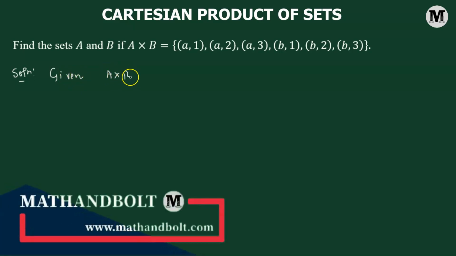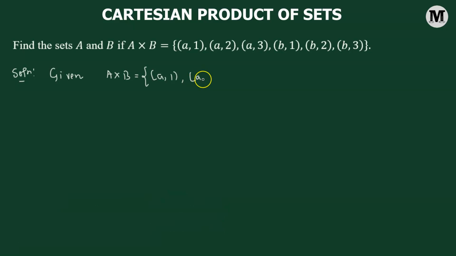So the Cartesian product of set A and B has the ordered pairs (a, 1). Next we have the ordered pair (a, 2) followed by (a, 3). Then we have (b, 1), (b, 2) and the ordered pair (b, 3). So these are the ordered pairs of the Cartesian product of A and B. Now using this, we need to obtain the set A and set B.